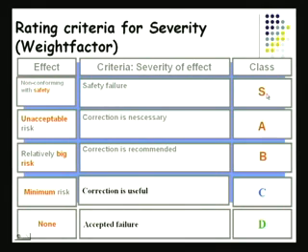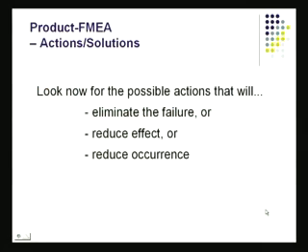And of course, numbers could be applied here. I could probably say 10 for S, 8 for this, 6 for this, 4 for this, and 2 for this. With that, I'll have numbers, and those numbers come very handy once I go out and try to do what we call RPN calculation.